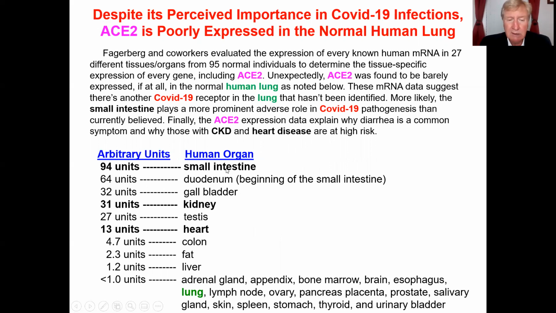Indeed, this expression data explains a lot. We know that about 30% of COVID infected people develop diarrhea, and that suggests the reason is that the virus is affecting the small intestine. We know that chronic kidney disease is a major risk factor, and note that ACE2 is expressed in the kidney. We know that the heart is another problem area, and again, ACE2 is expressed there.